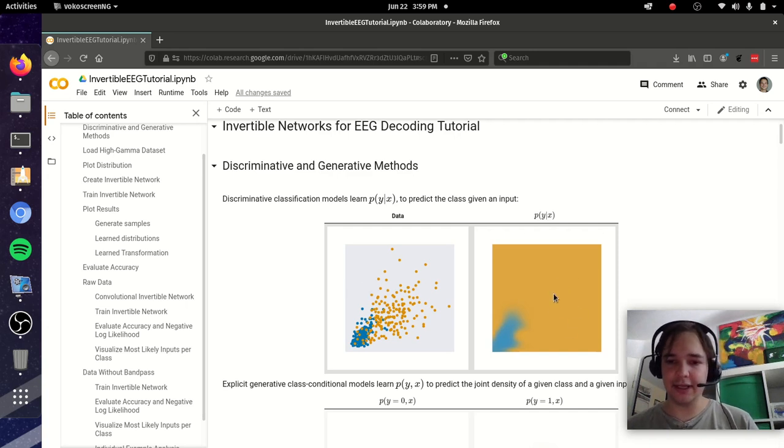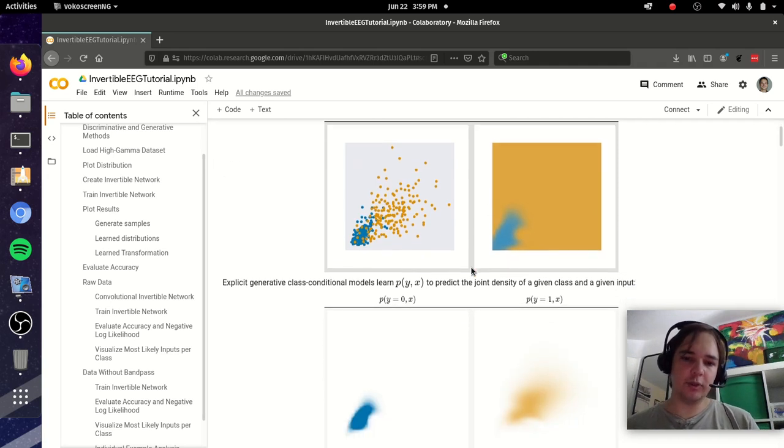And you could visualize it like that, where you see, okay, here it will be quite certain it's the orange class for any point, here it will be quite certain it's the blue class, and on the boundaries it will be less certain. And now a generative method will learn a bit more.